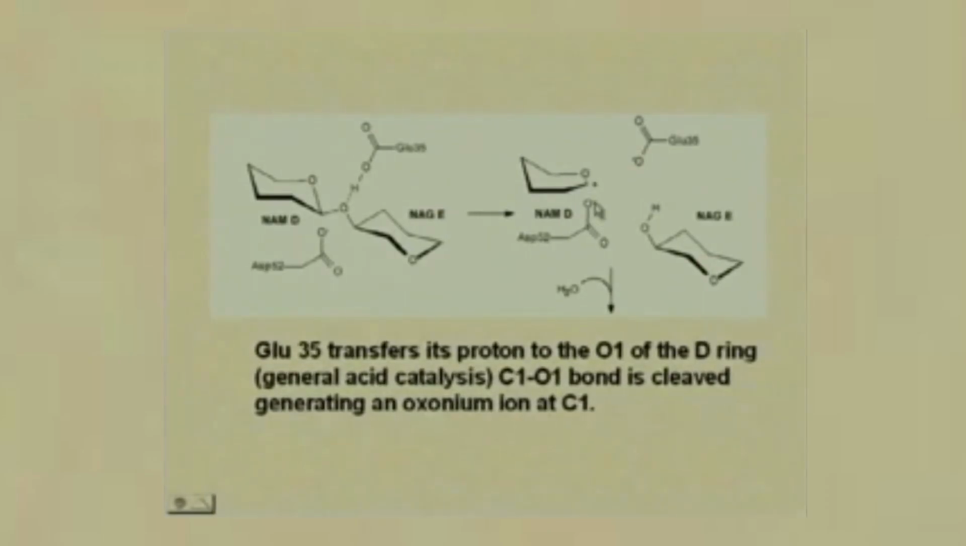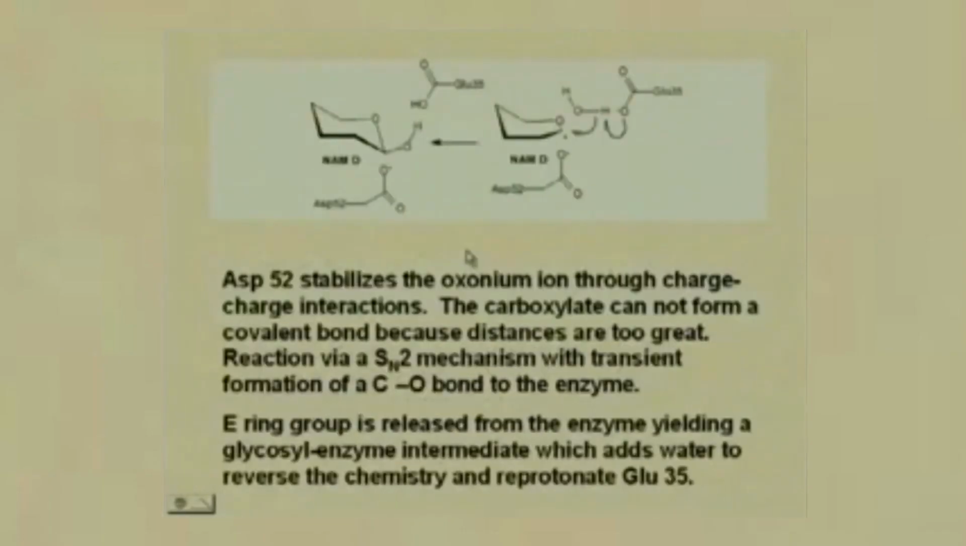Okay? So, now we have glutamic acid 35 that has donated its proton into the cleavage of this NAG-NAM-NAG set, and we now have an oxonium ion that has been formed with a plus charge that is stabilized by the aspartic acid 52 O minus by charge-charge interaction. What happens now is it does not form a covalent bond because the distances are too great, but it is enough to stabilize the oxonium ion.